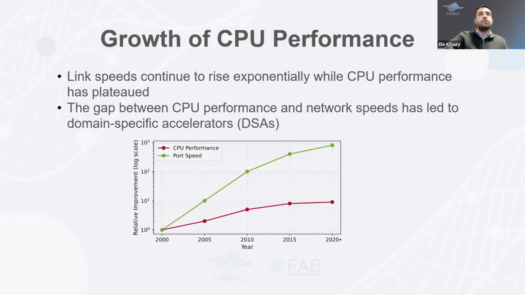And this gap has led to what we are calling domain-specific accelerators, or DSAs for short. Those are processors that are implemented in ASIC or FPGA, and they do a specific function, but they do it very, very fast. So they're not general purpose. They just specialize in specific functions. And by doing that, we were able to maximize the performance.